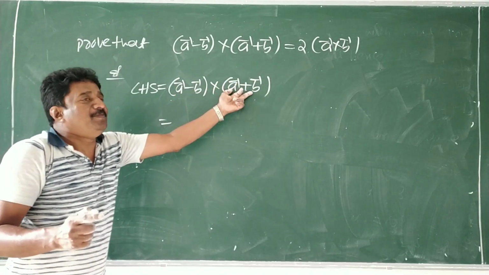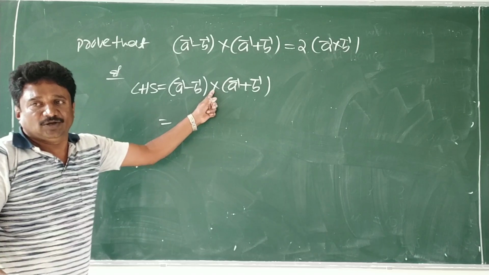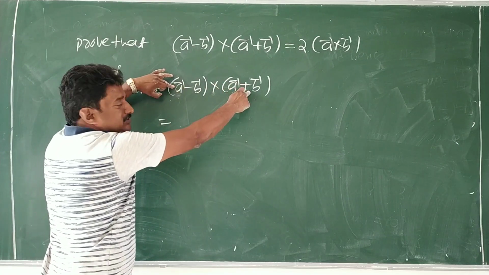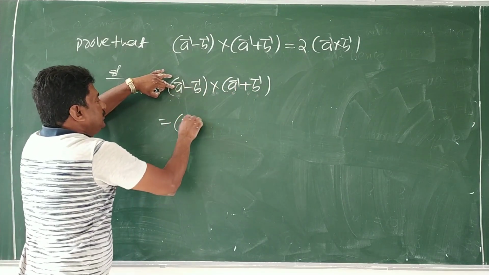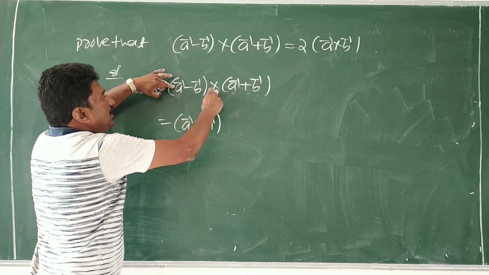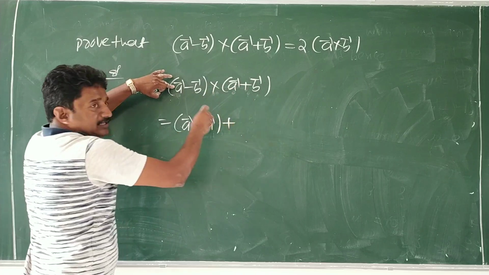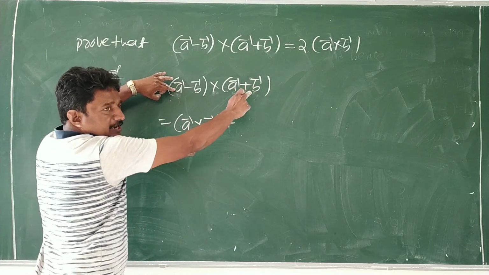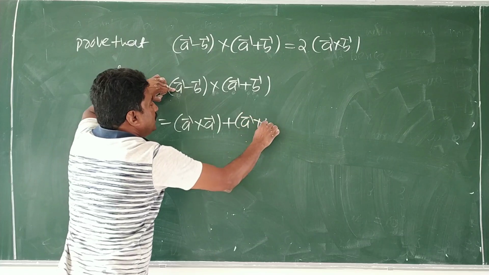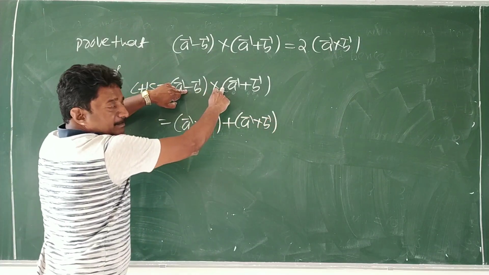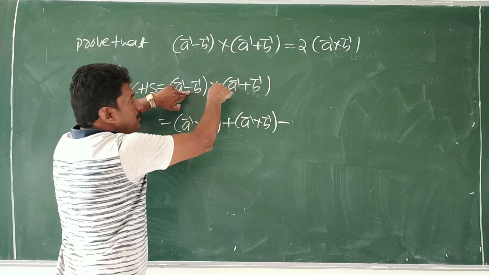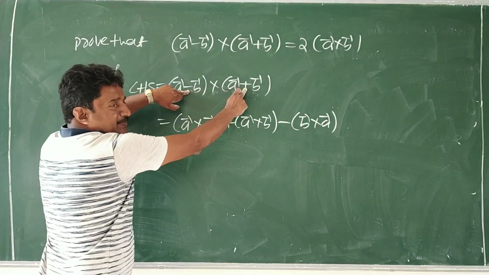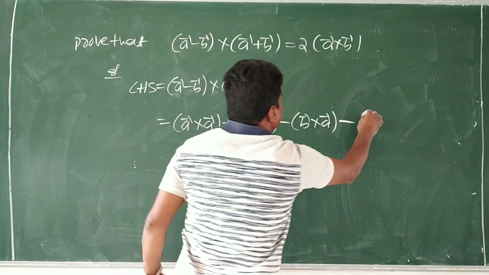How do you write that? First I take vector A cross A, plus, then A cross B. I am taking vector A and multiplying to both A and B. Next, minus into plus gives minus B cross A, and next minus into plus gives minus B cross B.